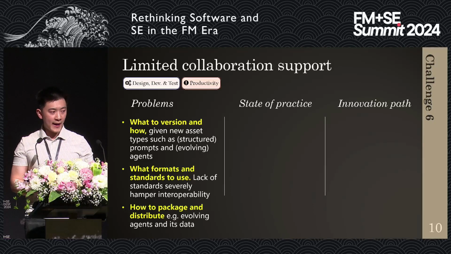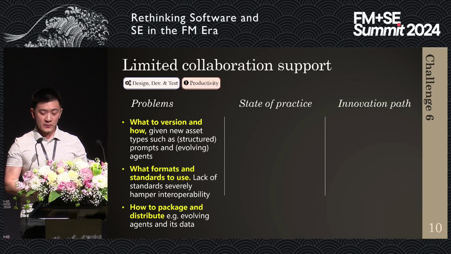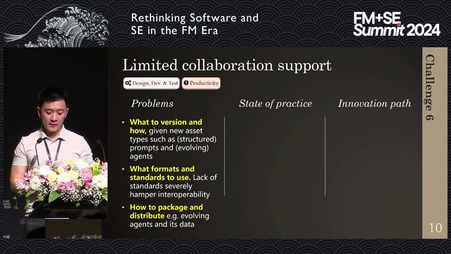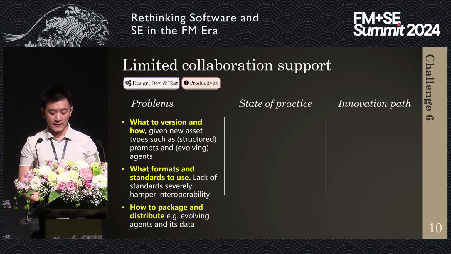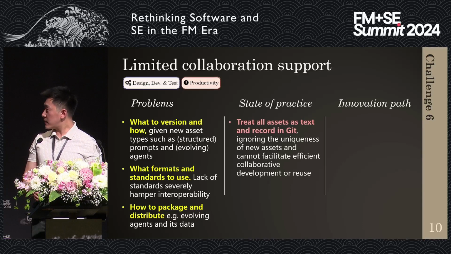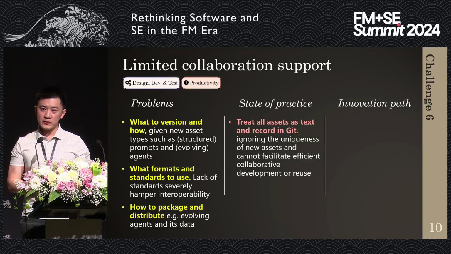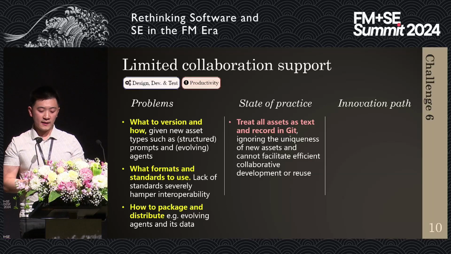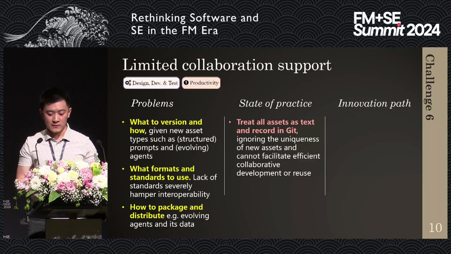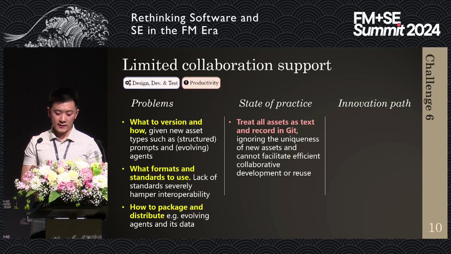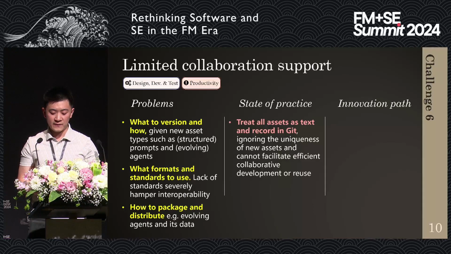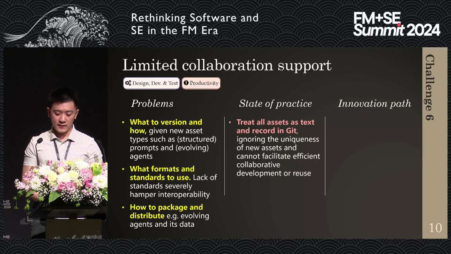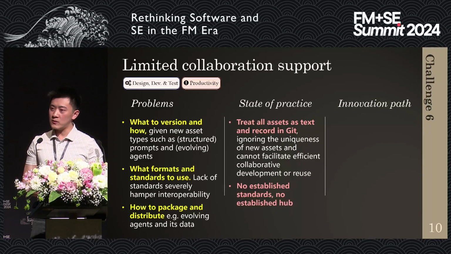And then finally, how we package and distribute such software systems also becomes pretty challenging in regard to new asset types. So the state of the practice is that a lot of people just treat all the assets as text and use traditional Git to organize and version them. But this ignores the uniqueness of these new assets and their structured nature, and cannot facilitate efficient collaborative development or reuse. There's also no established standard or established hub for this kind of asset management and sharing.